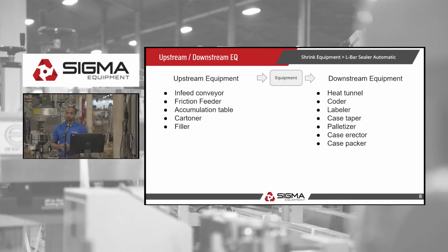So upstream and downstream, things that you will see before this could be an in-feed conveyor, friction feeders or shuttle feeders. To add to that, accumulation tables, cartoners and fillers. Things after the L-bar sealer could be a heat shrink tunnel, which you'll typically always see, a coder, labeler, case tapers, palletizers, case erectors, and case packers.